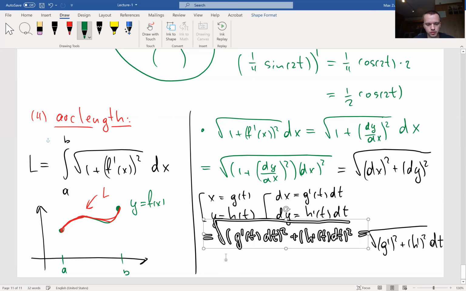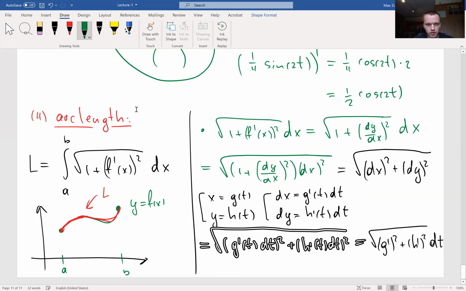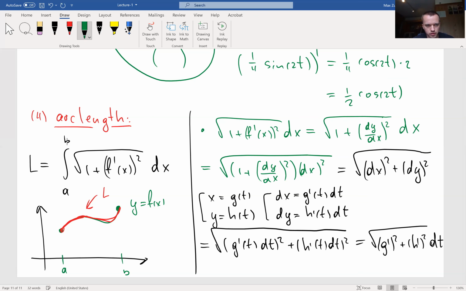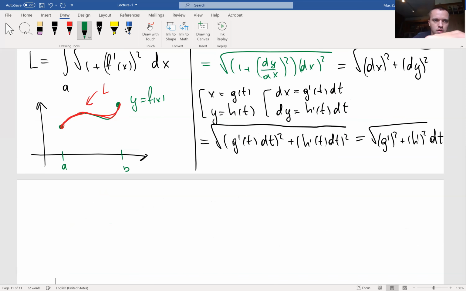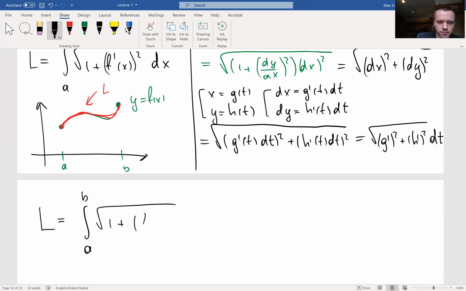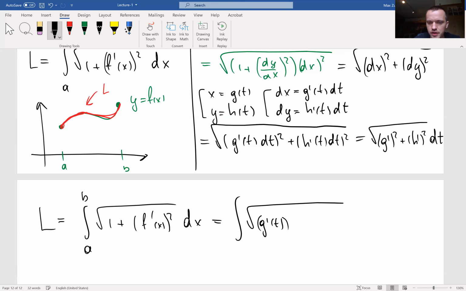So that means that I can just take my integral right now. Let me do the next page, which is L is equal to the integral between a and b of square root of 1 plus f prime of x squared dx. And that is going to be the integral of the square root of g prime of t squared plus h prime of t squared dt. And remember, what is going to be our t-bounds?